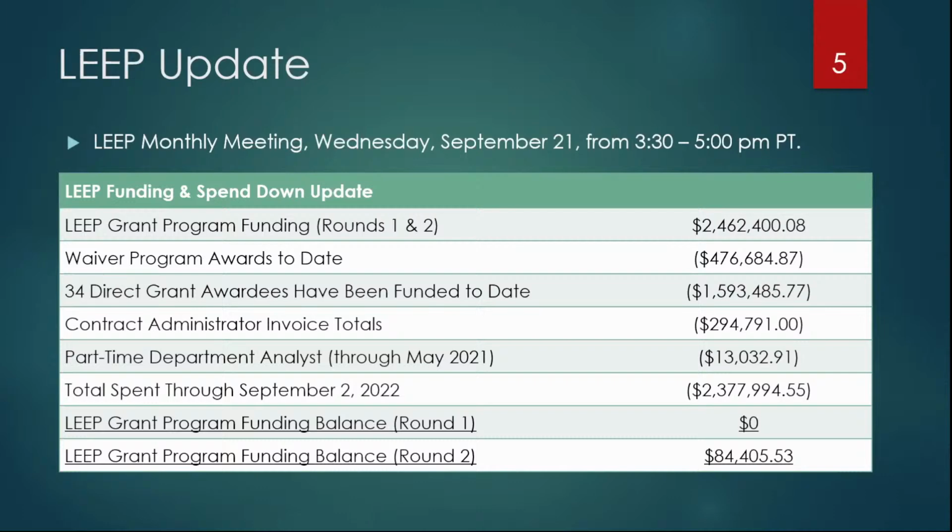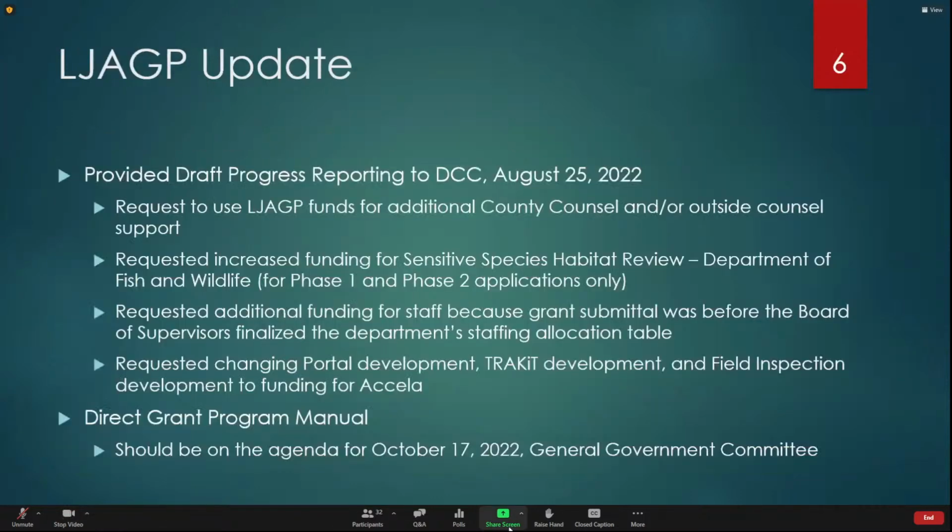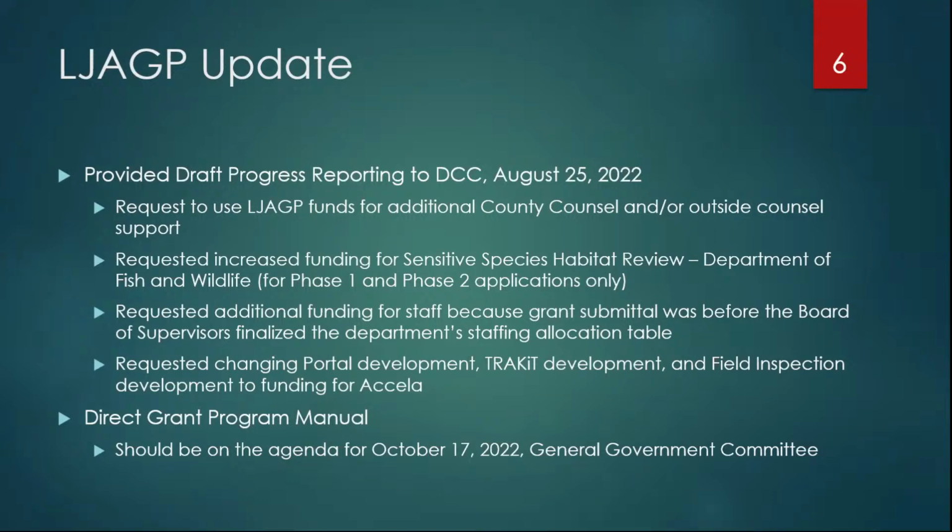And a reminder, our late monthly meeting is this afternoon from 3:30 to 5, and you can find the login information on the website by going to the 2022 events page. LJAGP, we have not heard back from the state regarding the progress report we submitted, which does have a number of budget amendment requests or proposals.